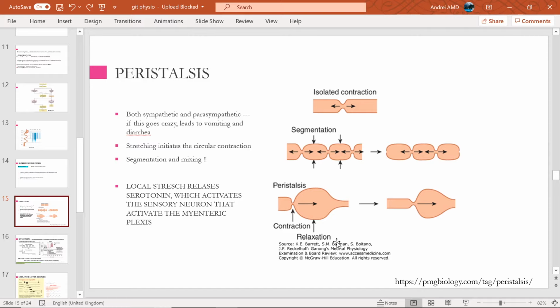Yeah, and I talked about the segmentation. And I think I already said this: local stretch releases serotonin. The stretch receptors get activated, they secrete serotonin, which activates the sensory neuron. And that activates the mesenteric plexus, which is the motor neuron. So that's how peristalsis happens.